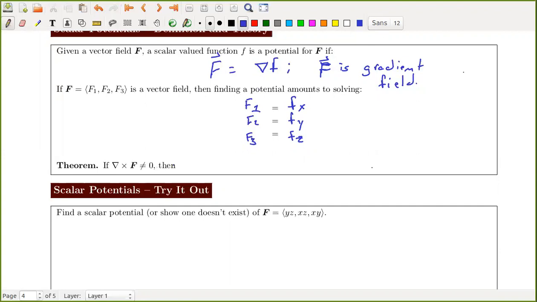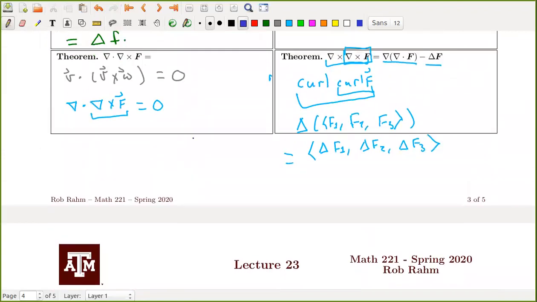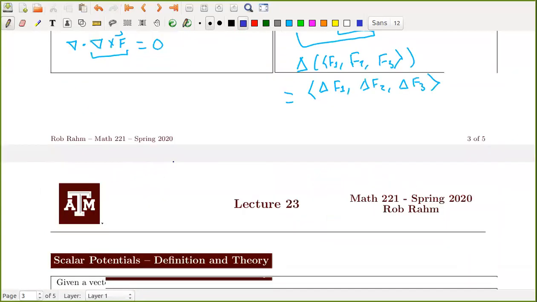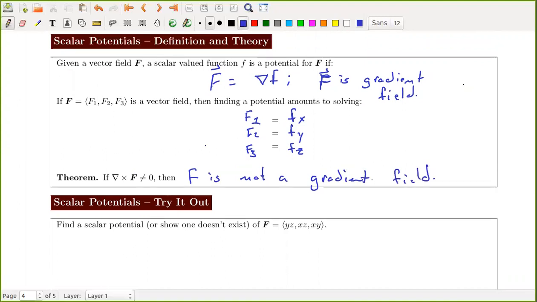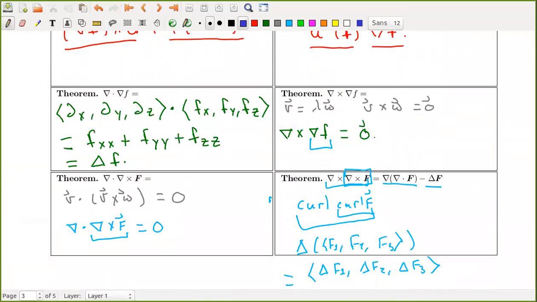So for example, in the last set of examples, we looked at these differential identities. We saw that the curl of a gradient field is equal to 0. Okay, so what does this tell us? If the curl of a vector field is not equal to 0, then F is not a gradient field. Because if F was a gradient field, then F would be equal to the gradient of some little f. And this identity would tell us that the curl of F is equal to 0.